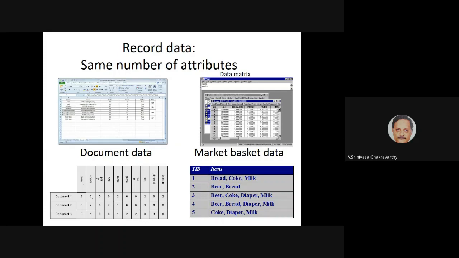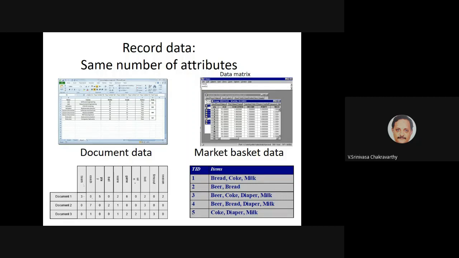So record data, like I said, is like in a spreadsheet. Each row is a vector, and that's a record. Then you can call this a data matrix.